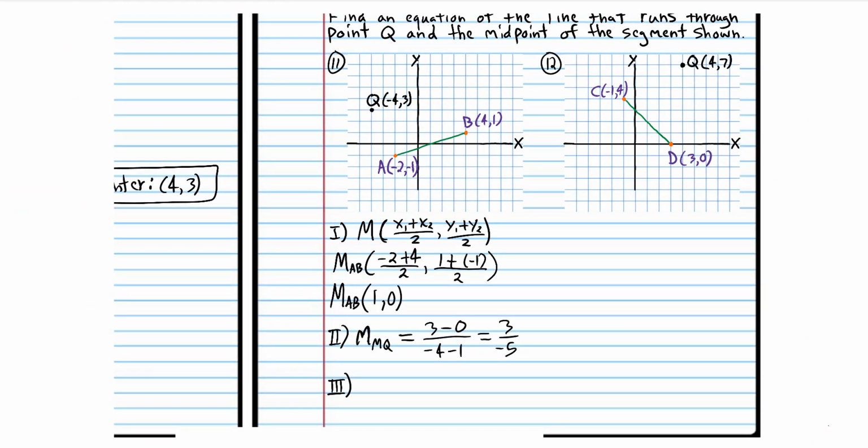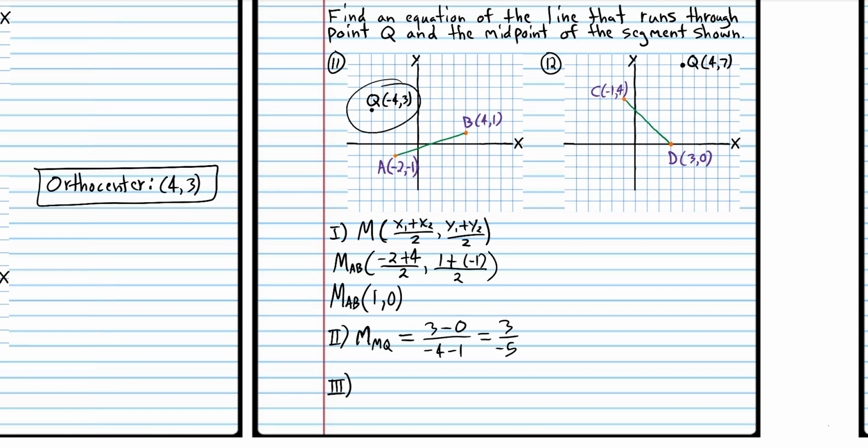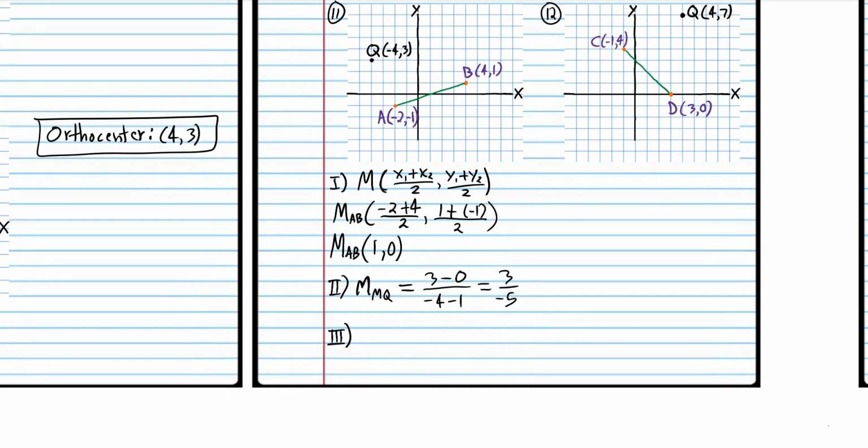And we can use either point. We can either use Q or we can use the midpoint. So I'm going to use Q. So we have y minus 3 is equal to that slope we found, negative 3/5, times x plus 4. And that is the answer.